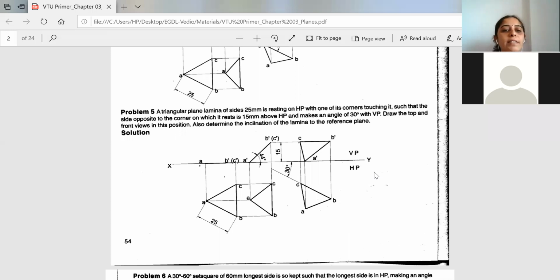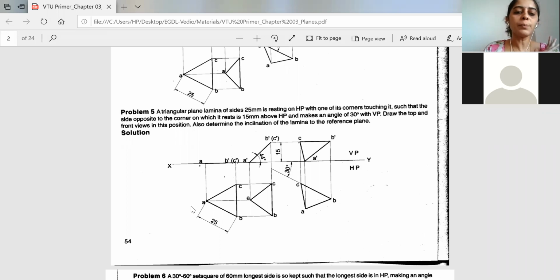You can see it is a triangular lamina of side 25 mm which is resting on HP with one of its corners. Whenever you have the corner, I have explained the concept of how the position will be, and the same is explained in the video also. I'll explain theoretically how to solve it. Whenever it is resting on one of its corners, you get the true shape in the top view, and when it is resting on HP, you start with the front view and then go for the top view.